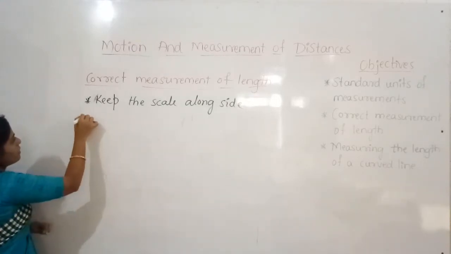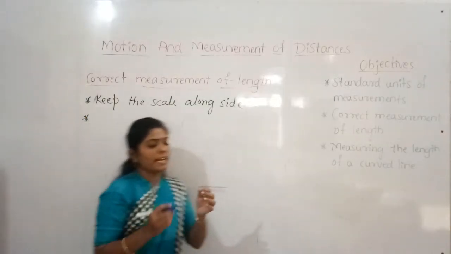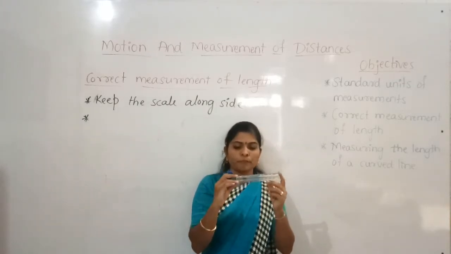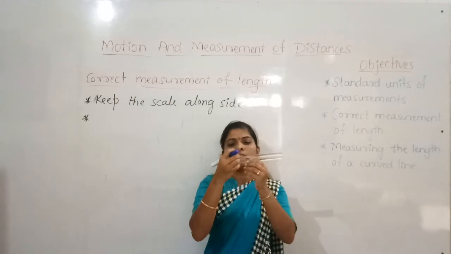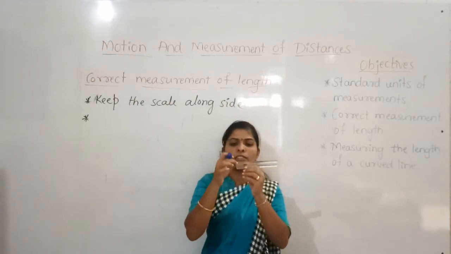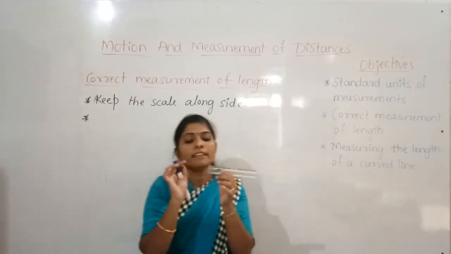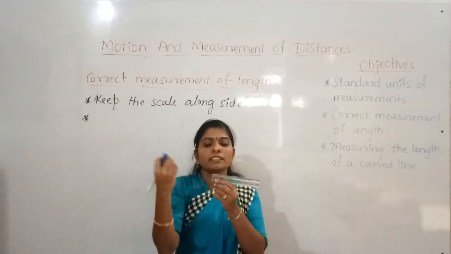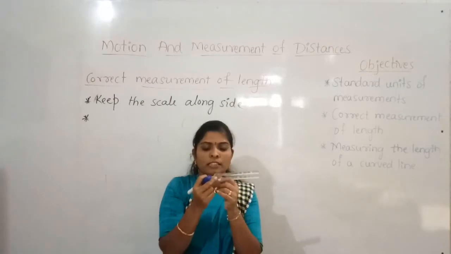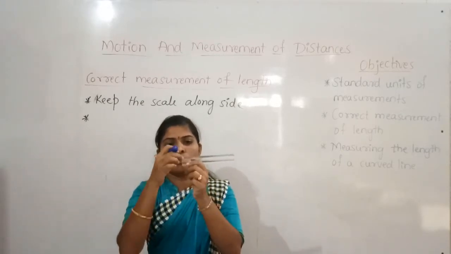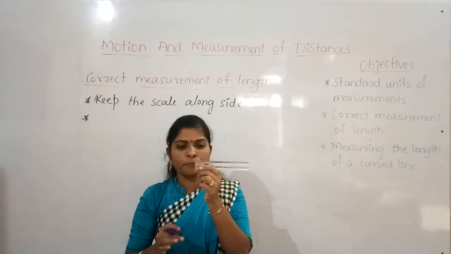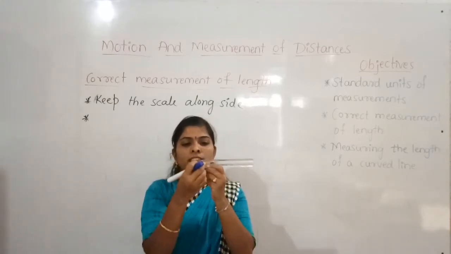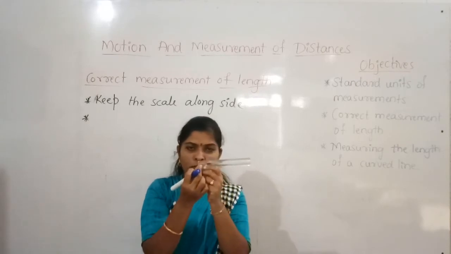And the next one: if any end is broken, if you are not able to see it properly, if the zero mark is wiped out or broken, then you should not avoid measuring, you just take the next digit. Now you cannot see the 0, say it is broken. Then you should not discard the scale. What to do? Suppose 1 centimeter is visible for you.